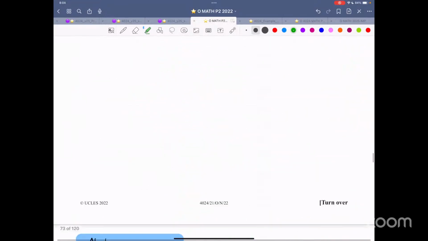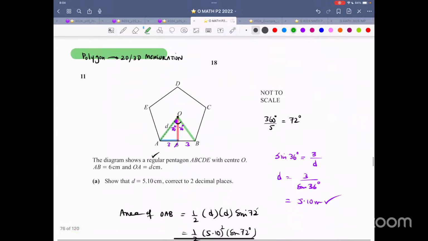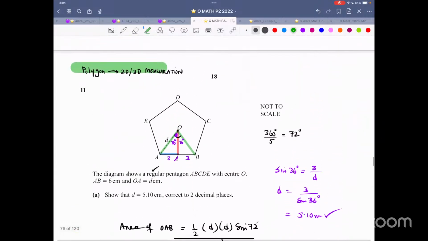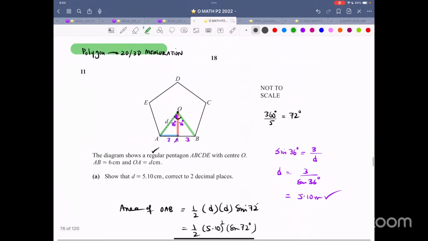Quadratics, we talked about it a lot. Trigonometry, we talked about it. Let's talk about this polygon and 2D, 3D mensuration. So this is also a nice question.